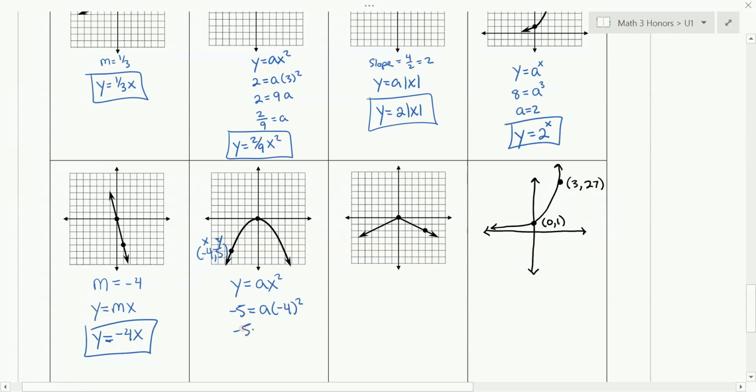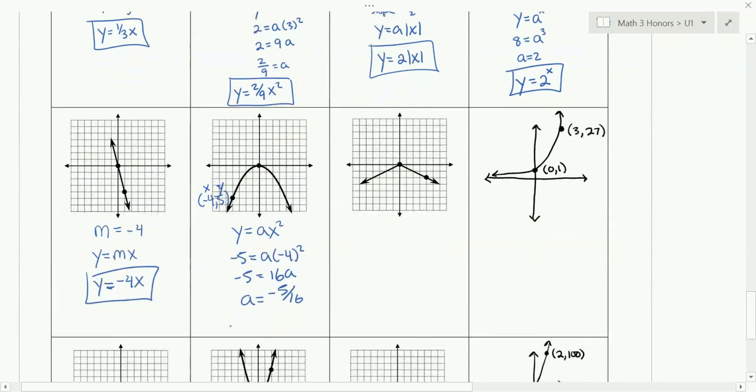And I end up with -5 equals positive 16a. So a is going to be -5 over 16. And so our equation is y is -5 over 16 x squared.